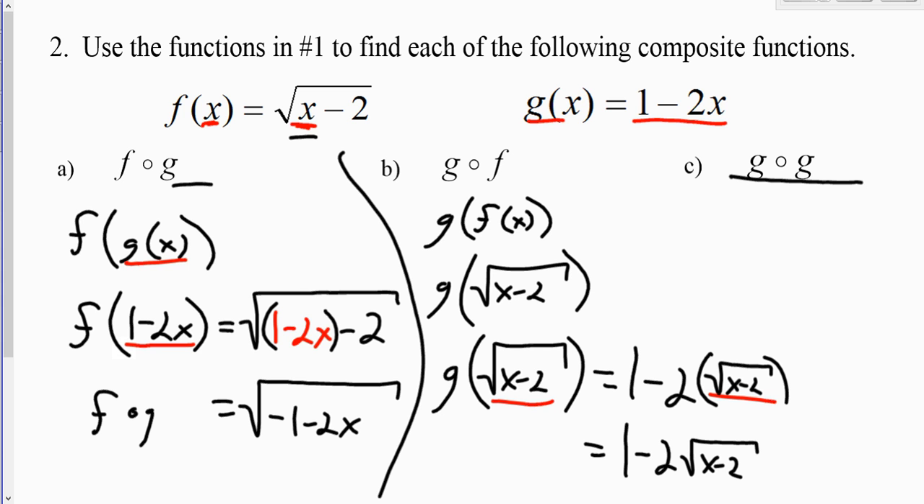Again, g of g, I'm going to have g of x. And then I have g of, well, what's g of x? It's 1 minus 2x.